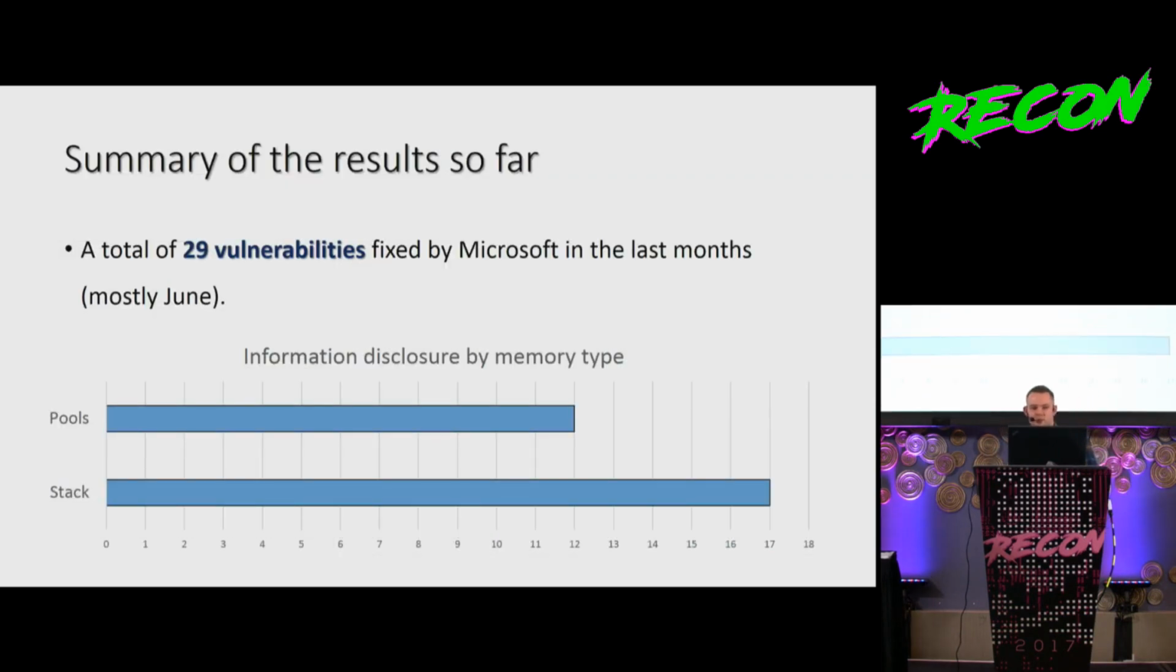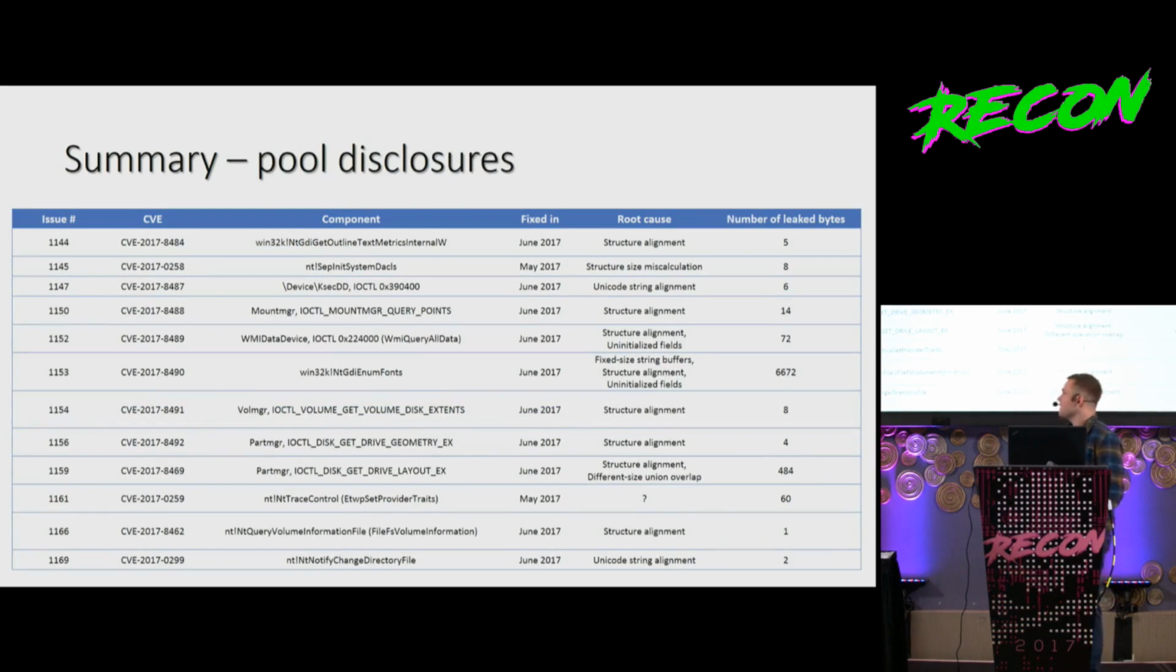So we have 29 vulnerabilities fixed so far, as I said, mostly in June. Here you can see the division by the type of memory that was being leaked. So we have 12 pool memory leaks and 17 stack memory leaks. This is a short summary. I probably can't read too much from the screen, but what's interesting is that the bugs were found pretty much in all of the components in the kernel, or most of them that you can imagine. So we have bugs in the core kernel, the NT image, Win32k, some kernel drivers such as volume manager, partition manager, and their respective IOCTLs, stuff like that.